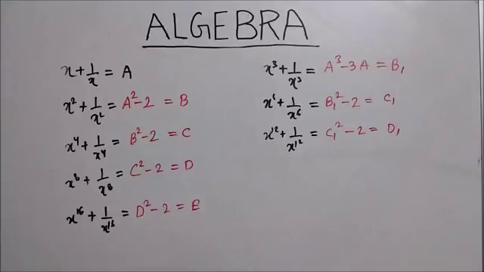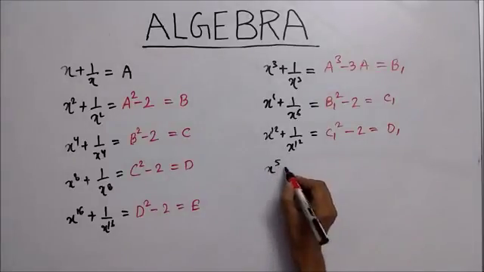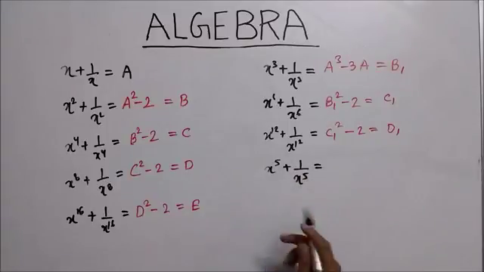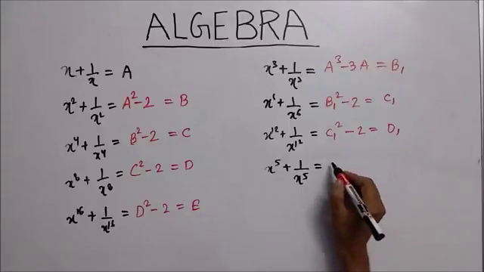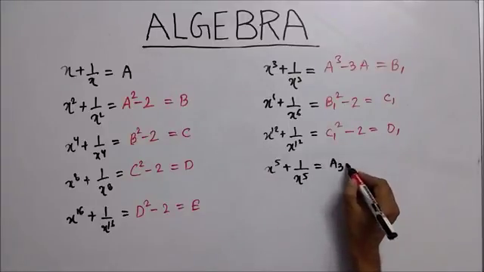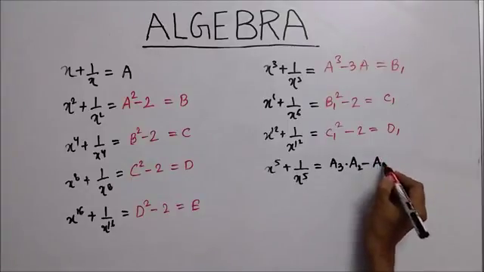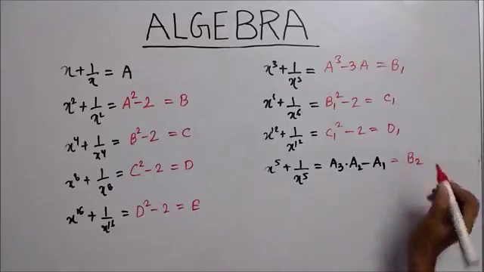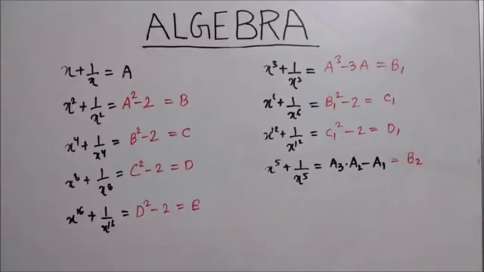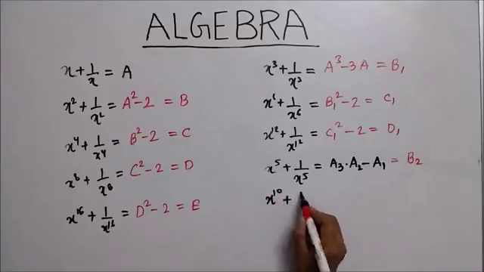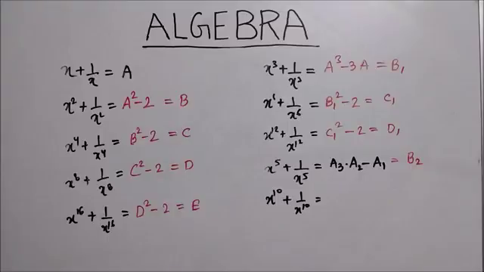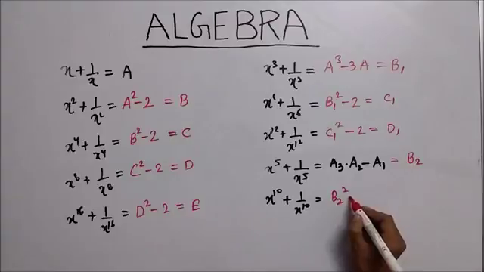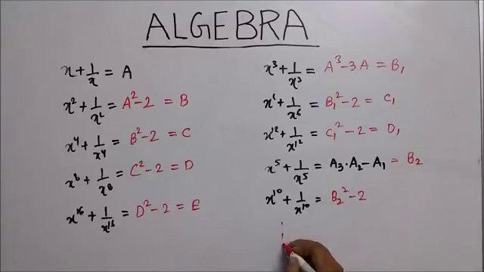Similarly, if someone asks you to find the value of x to the power 5 plus 1 upon x power 5, you have to write this in the form of a3 into a2 minus a1. Write this as b2. Again, someone asks you to find the value of x to the power 10 plus 1 upon x to the power 10. What you have to do? b2 square minus 2. Similarly, it goes on.